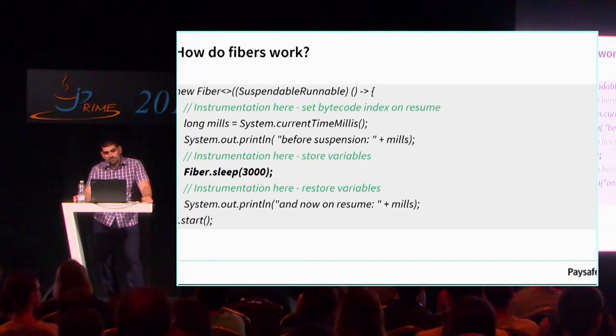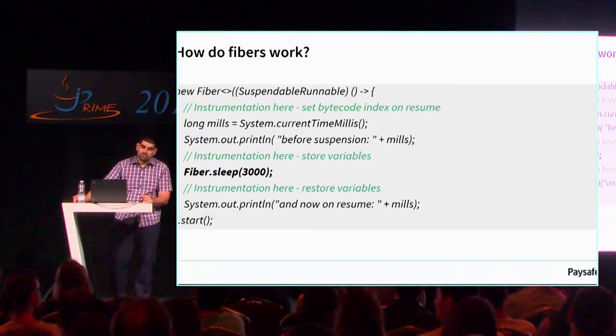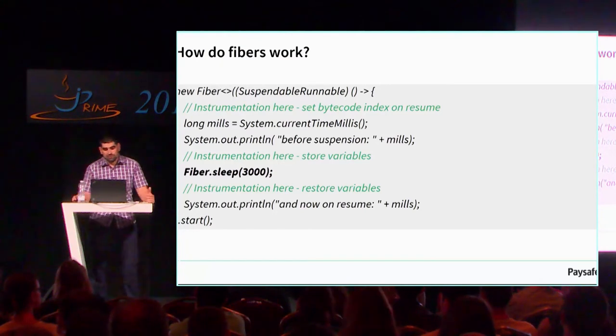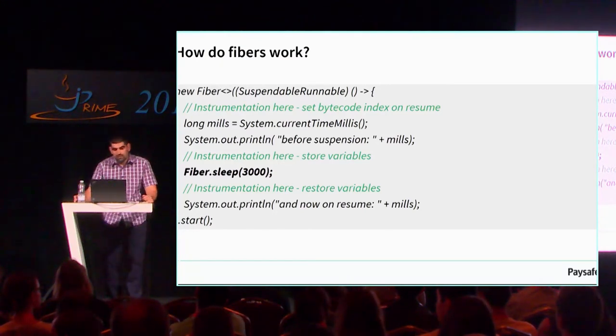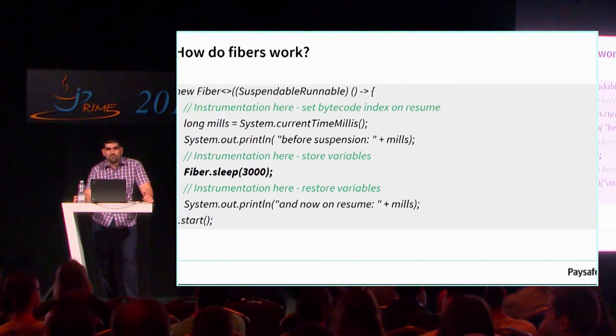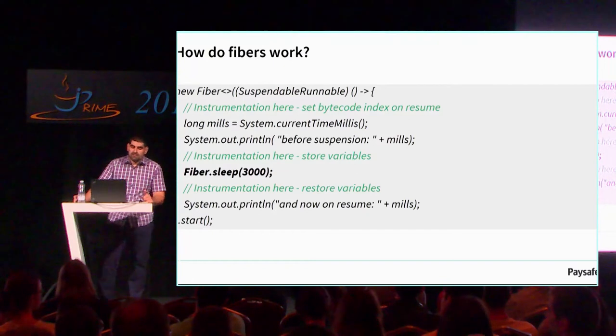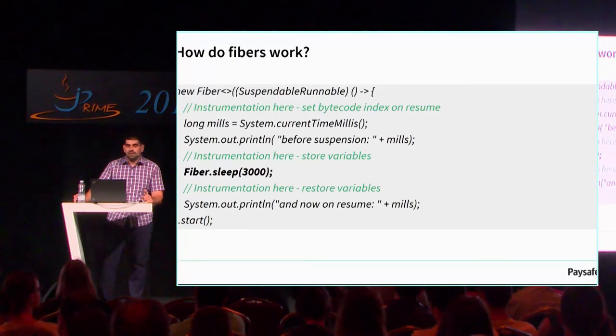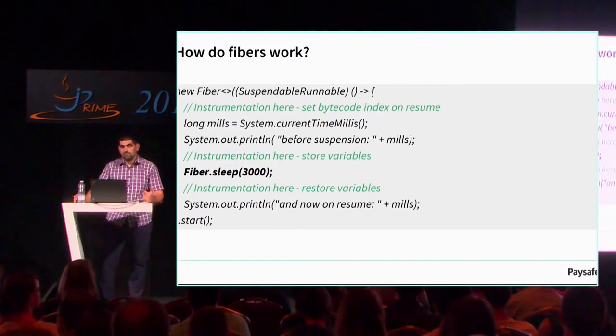So 3 seconds after that, our task will be executed again, because we scheduled it before. And we'll get inside this runnable again from the first line. And here comes the first instrumentation. It has already remembered where we suspended. So it will automatically skip the second and the third line and jump to the fiber sleep method and return immediately. And then comes the third instrumentation. It will get the variables from the stack, this mils variable, apply it, and you print it.